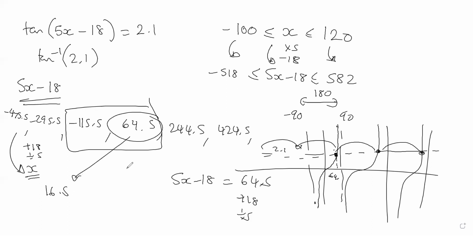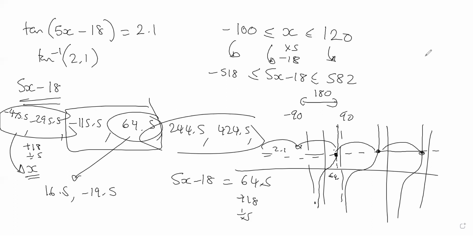Minus 115.5. You add 18, divide by 5. So you've also got an answer of minus 19.5. And just do the same for the rest of them. It actually gets to a point where you're just doing the same thing over and over again, to the point you might get bored, but you'll find it pretty straightforward.